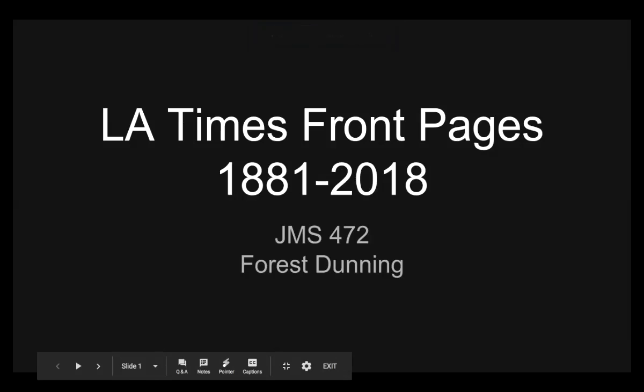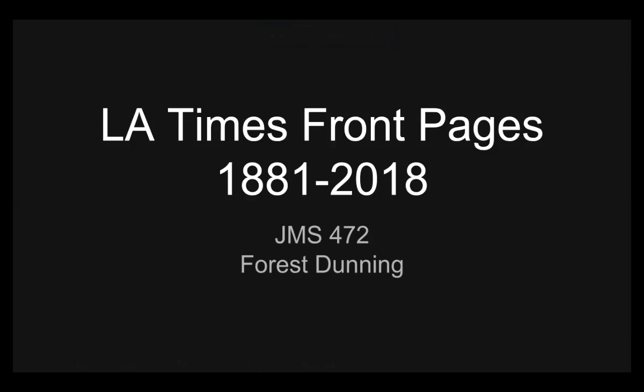This is Forrest Dunning, and I did my newspaper evolution project on the LA Times front pages, and it spans from 1881 to 2018. So starting off with the first paper, it's from December 4th, 1881 of the Los Angeles Times. And so just looking at the ratio from editorials to advertisements, it's about 40 to 60, with a little over half the page devoted to advertisements and a little under half the page devoted to editorials.